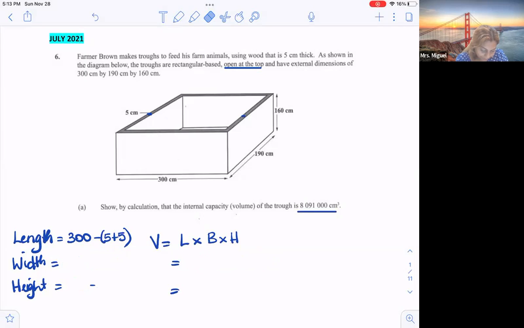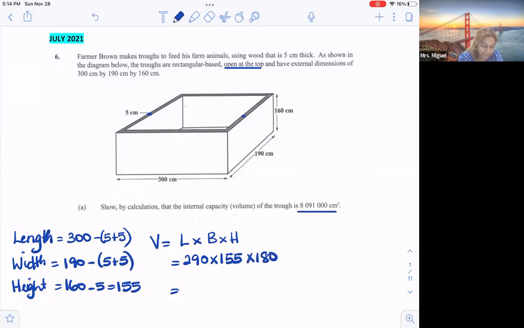Let me go again. The length, so the box has a length of 300. So we take out 5 by 5. So this part will be 290, right? Now the box is open. So the height of the box is 160, but the box doesn't have a cover. So we had to minus 5 from this and we will get 155. And well, the width is 190 minus 5 plus 5, which is 180. Here we have to get it. 290 by 155 by 180, which is 8091000.